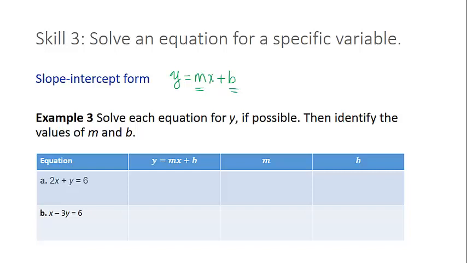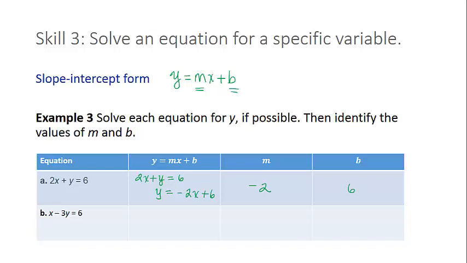In this case, we'll solve these linear equations for the variable y, and then we'll identify what the values of m and b are. The first example is 2x plus y equals 6. To solve that equation for y, we will subtract 2x from each side to get y equals negative 2x plus 6. Now the equation is in that form, so the coefficient of x is this value of m, so it is negative 2. And the constant term is the value of b, which in this case is 6.